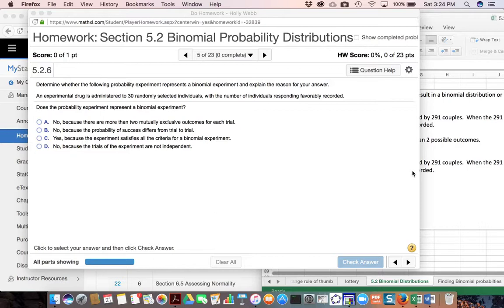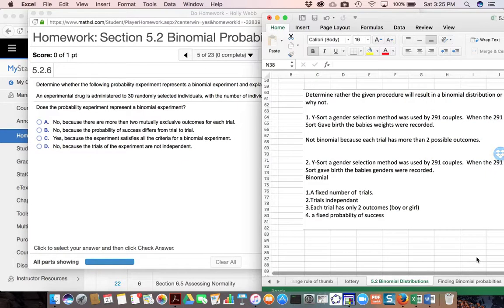Here's an example in question 5. An experimental drug is administered to 30 randomly selected individuals with a number of individuals responding favorably recorded. And so we need to determine whether the following experiment represents a binomial experiment. So let's look at the definition of a binomial experiment.